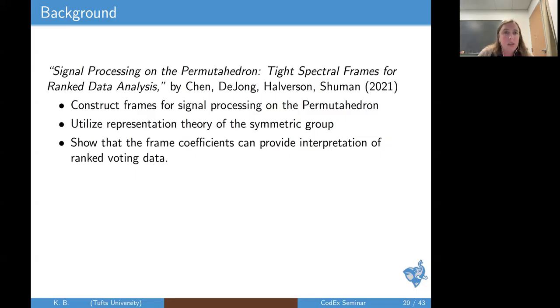In particular, there's this very nice paper, "Signal Processing on the Permutahedron: Tight Spectral Frames for Ranked Data Analysis" by Chen, De Jong, Halverson, and Schumann in 2021. What they do is construct a nice class of frames for signal processing on specifically the permutahedron. So that's the Cayley graph of the symmetric group with generating set of adjacent transpositions. They utilize the representation theory of the symmetric group, and they're able to show that this frame construction, the coefficients, lead to some nice interpretation of ranked voting data in particular.